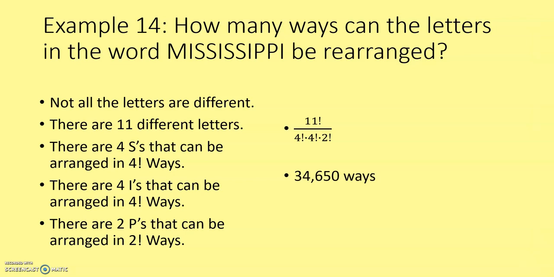There are 34,650 ways the letters in the word Mississippi can be rearranged. That's section 10.3, using permutations and combinations.